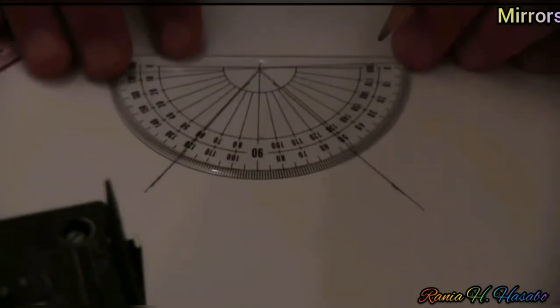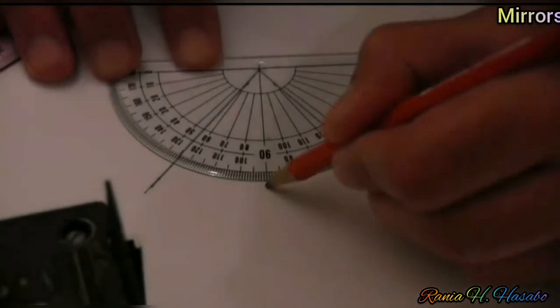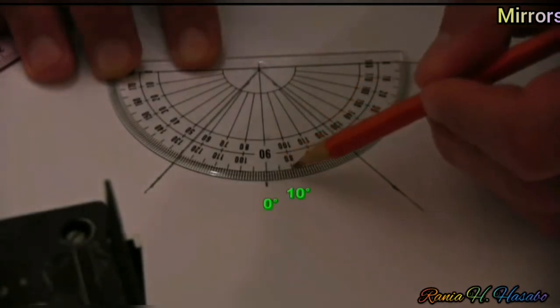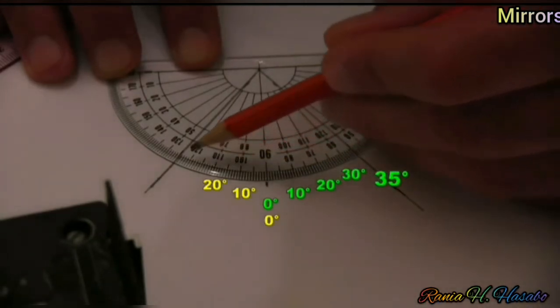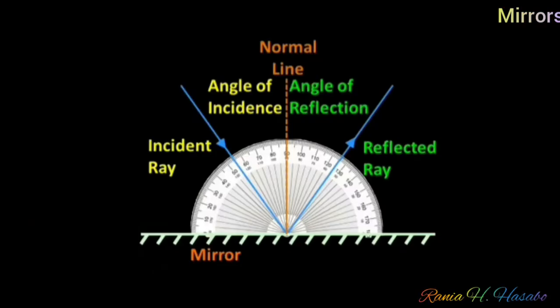By protractor, we determine 90 degrees and measure the angle from 90 degrees toward the incident ray. This angle is called the angle of incidence, which equals 35. Then also from 90 degrees toward the reflected ray, it is the angle of reflection, which equals the angle of incidence. Repeat the previous steps by changing the angle of incidence and record the angle of reflection in each case. We notice that the angle of incidence and the angle of reflection always are equal.